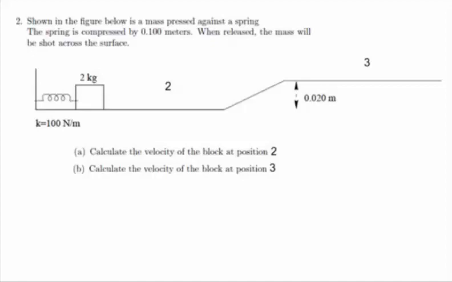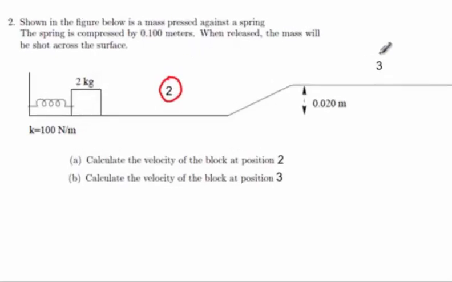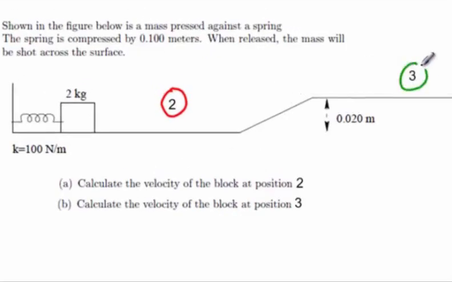Shown in the figure below is a mass pressed against a spring. The spring is compressed by 0.1 meters. When released, the mass will be shot across the surface. A. Calculate the velocity of the block at position 2, which is located here. And B. Calculate the velocity of the block at position 3, which is located there.